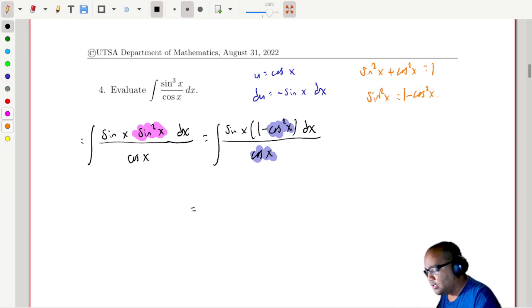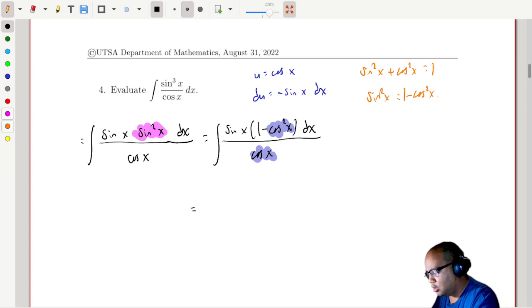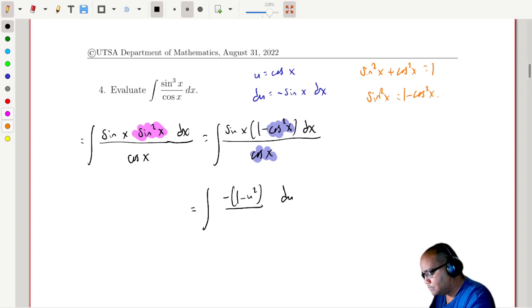So let's go ahead and start replacing. Now, take note here that I can shuffle the -1 in the du part to the other side just by dividing by -1. I'm allowed to do that with the scale factors when I do u substitution. But nonetheless, what do we have? Well, sine x dx is minus du. 1 minus cosine squared x, that's 1 minus u squared. Cosine of x is u.